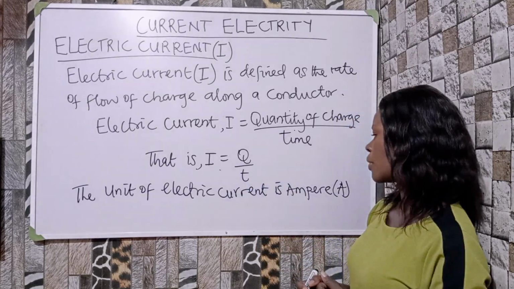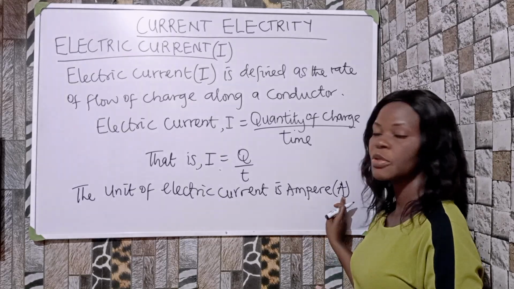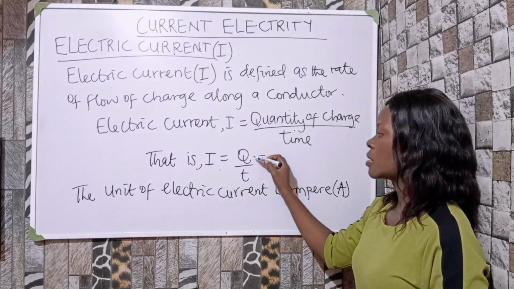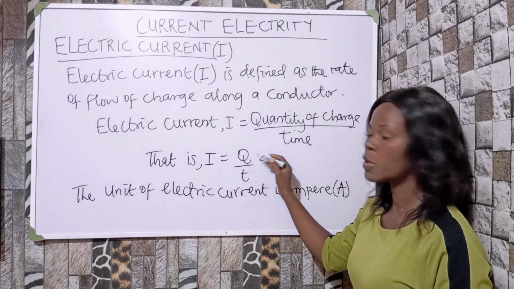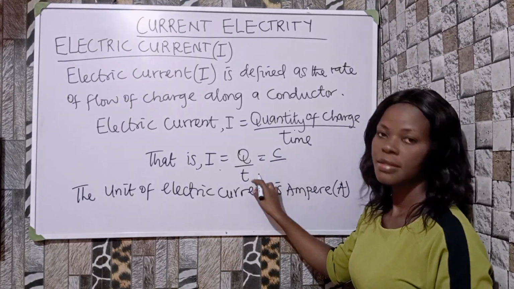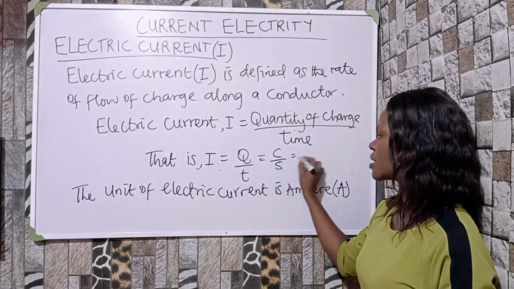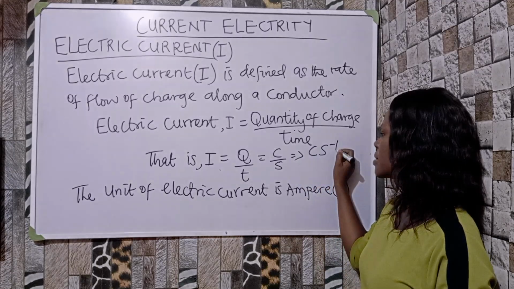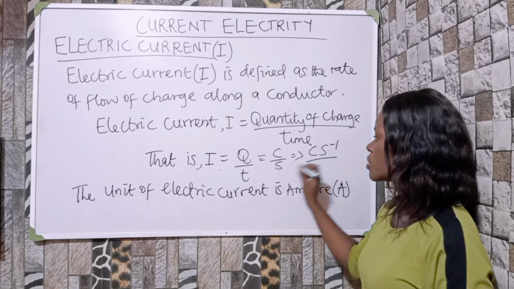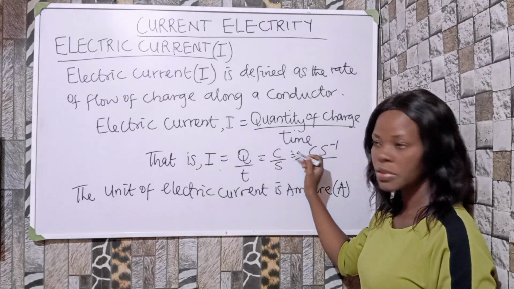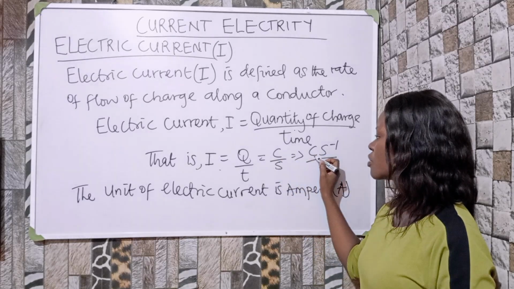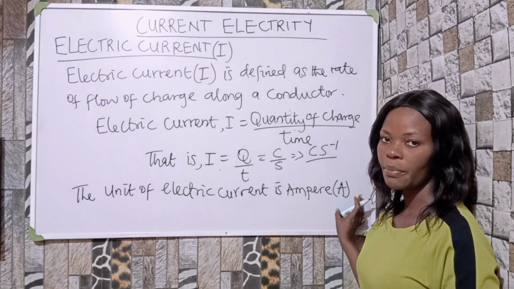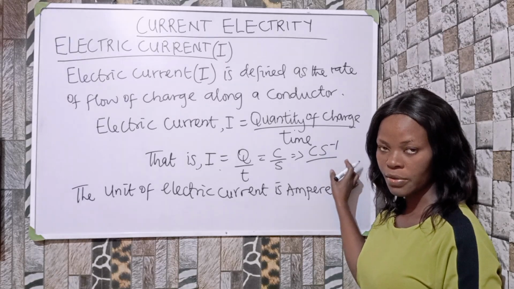The unit of current is the ampere, denoted by capital A. We can also say that quantity of charge is measured in coulombs, so the unit is coulombs over seconds. So it can be said to be what? Coulombs per second. So it is measured either in amperes or coulombs per second.